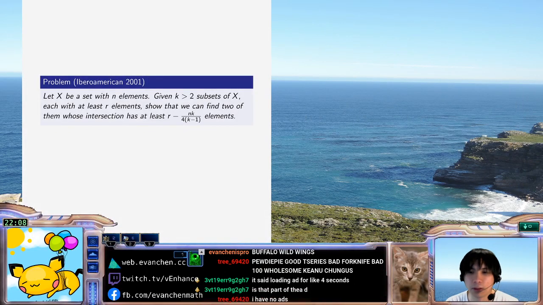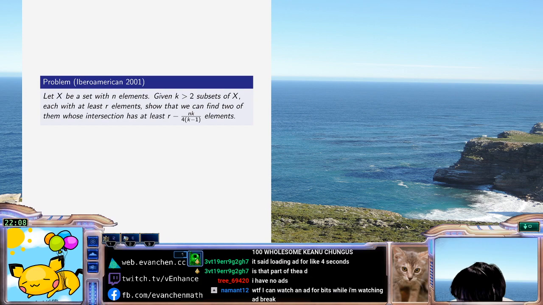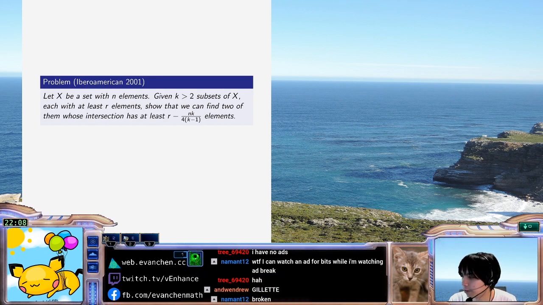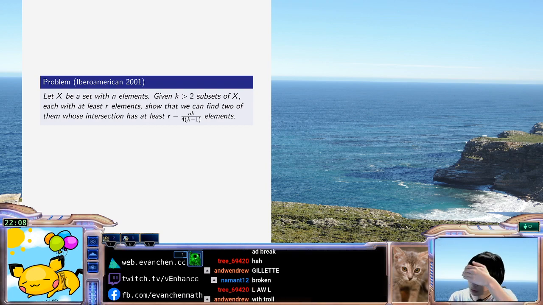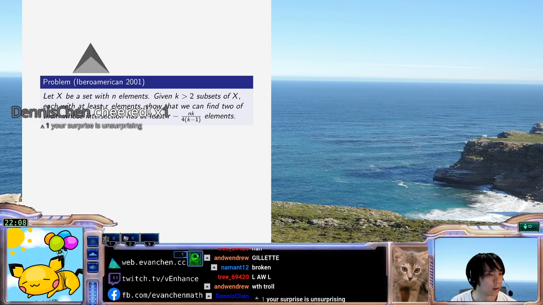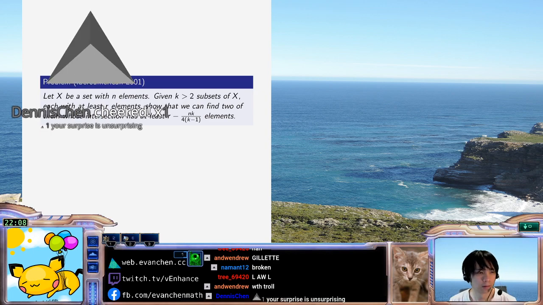All right, so given k greater than 2 subsets, find 2. Why k greater than 2? Does the problem not work if k equals 2? Okay, let's see.